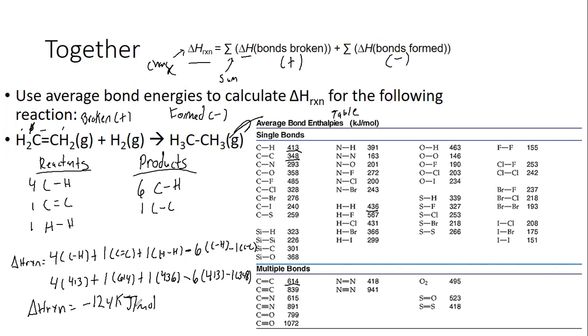So recap of how to find bond energies. Step 1, count up how many bonds you have in the reactants and the products. Step 2, write out your reaction. Anything that's on the reactant side is a positive. Anything on the product side is a negative energy. Then put in the actual energy numbers from your table into the equation. And you should get the correct answer every single time.